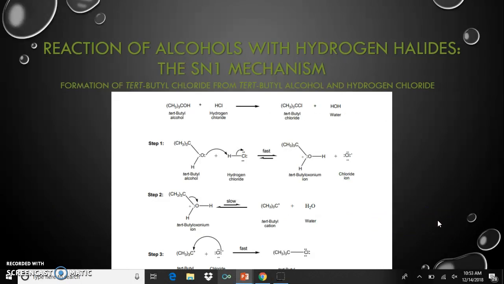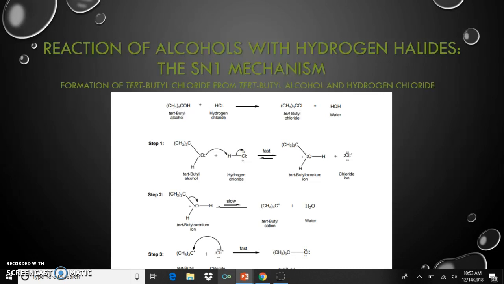A very important reaction that takes place in organic chemistry is the reaction of alcohols with hydrogen halides, the SN1 mechanism. The SN1 mechanism, or substitution nucleophilic unimolecular mechanism, is characterized by a two-step process. The first step is the rate-determining step and is the ionization of an alkyl halide to a carbocation and a halide ion.